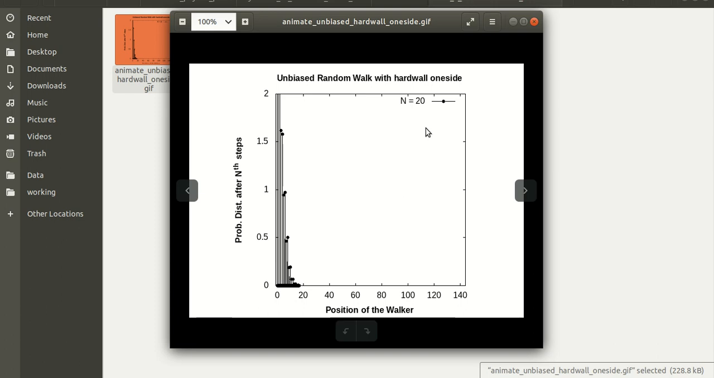And then it is an unbiased case. As you can see, it is not moving along this side or this side. If we consider the full Gaussian, if you imagine the other half of the Gaussian also, you can imagine that the mean is equal to basically 0. So this is the hard wall on one side.